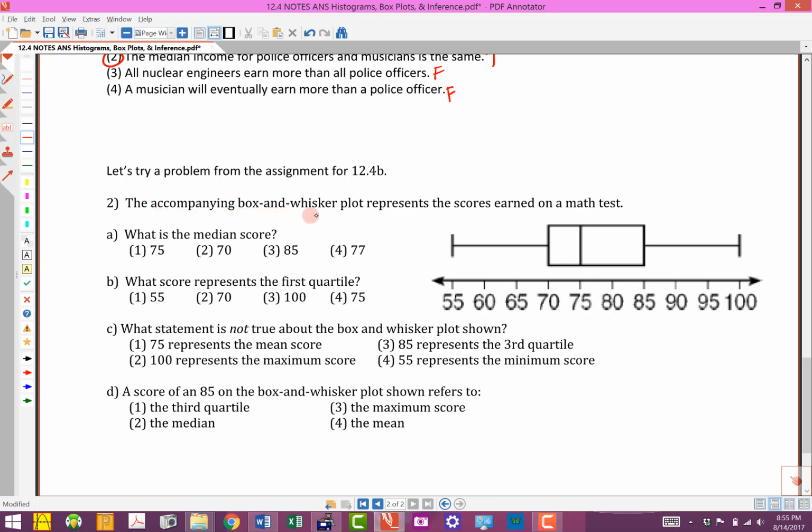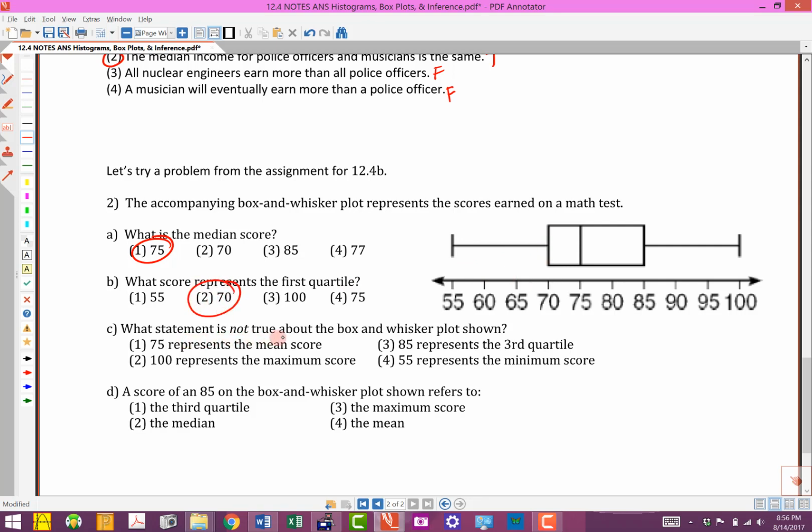The accompanying box and whisker plot represents the scores earned on a math test. First of all, it says, what is the median score? Again, you've just got to be able to look at it and know that is the middle of the box, so that's going to be 75. What score represents the first quartile? Which one is Q1? Again, the top of the first quarter. There's the first quarter right there, so it's going to be 70.